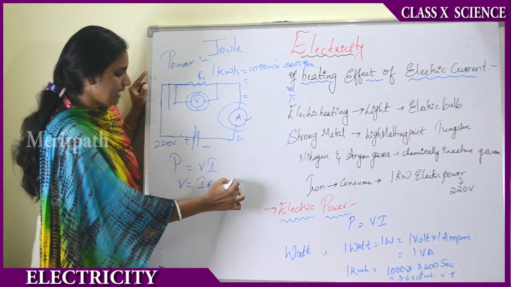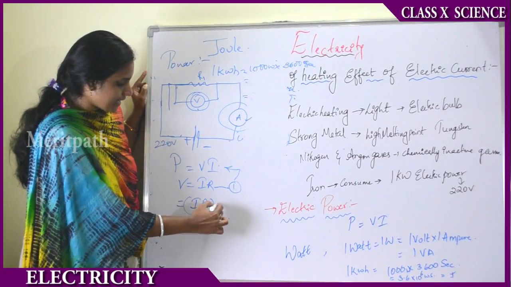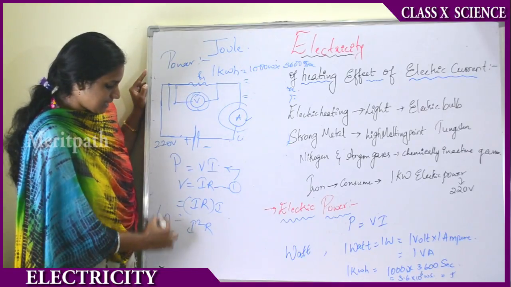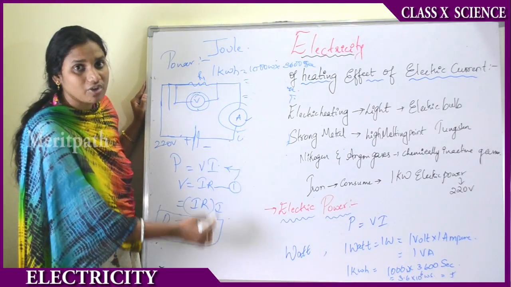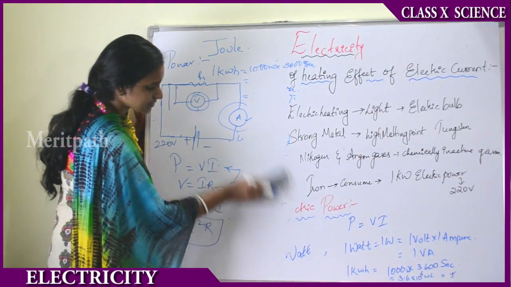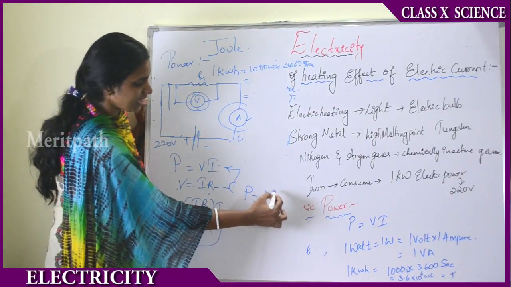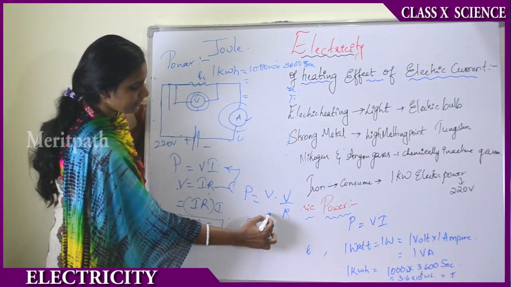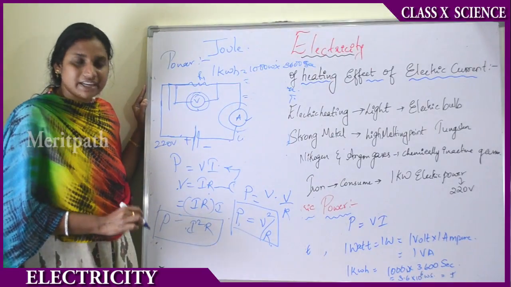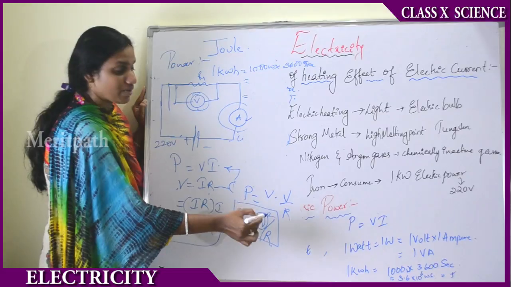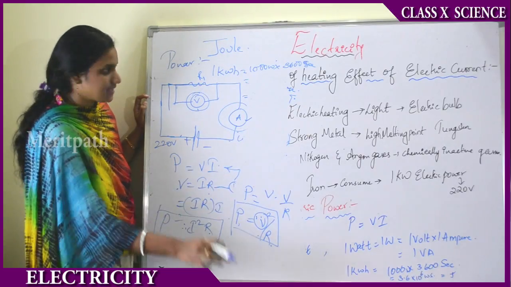Now we will be substituting this in the first equation, that is P equals VI, and we will be getting IR into I, that is equal to I square R. P is defined as the square of the current multiplied by the resistance. Now we will see the power in another form. V equals IR, so I equals V by R is substituted, that is V by R. Now here we will be getting V square by R. So the amount of power dissipated across the circuit is defined as the square of the voltage divided by resistance, or the product of the square of current and resistance.